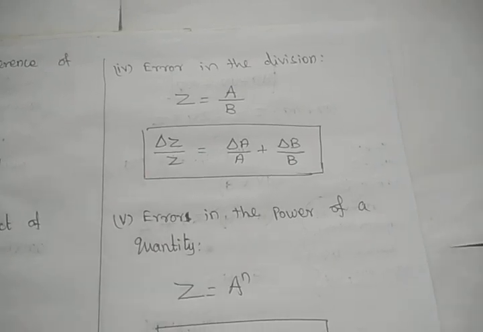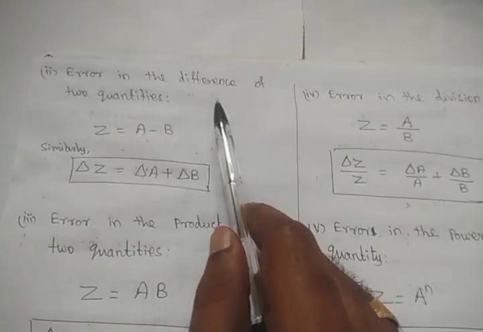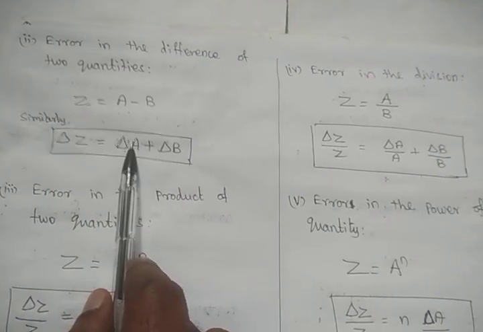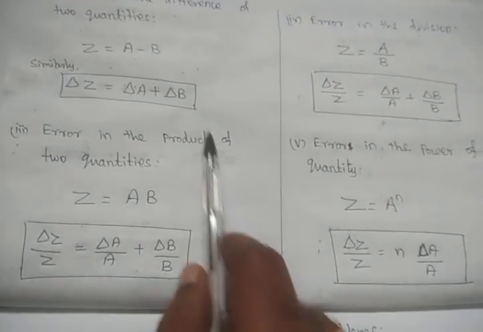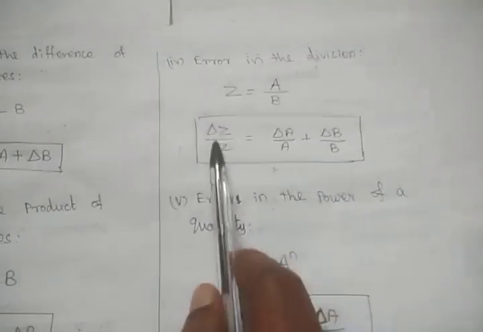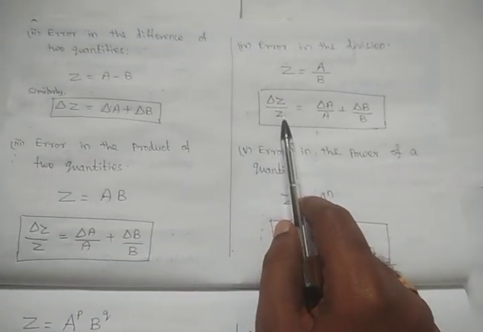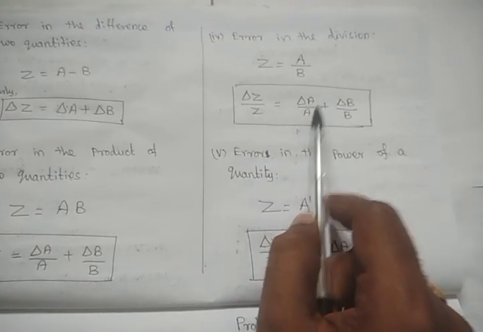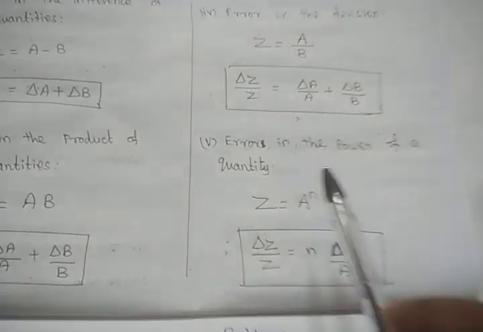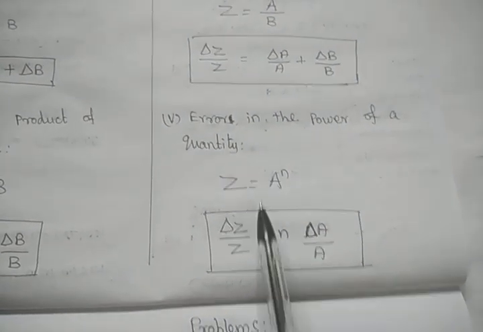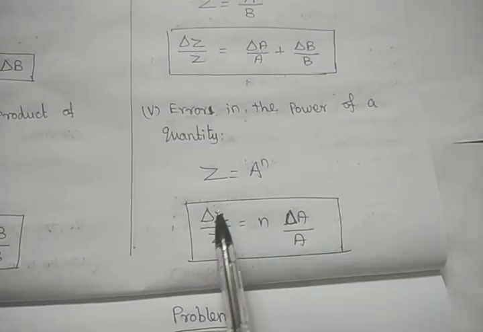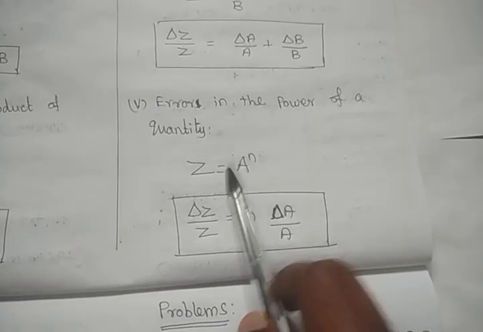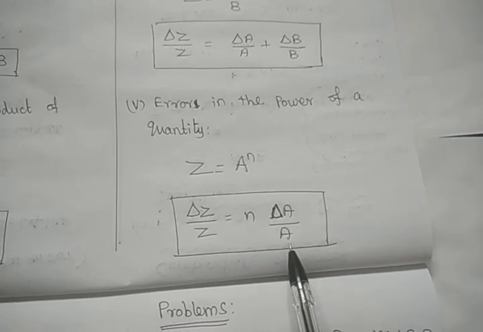So what do we come to the conclusion? Very simple, sir. For addition, summing and difference, the delta Z equation is the same: delta Z is equal to delta A plus delta B. For multiplication as well as division, the formulas are the same: delta Z by Z is equal to delta A by A plus delta B by B. What is the error in the powers of the quantity? Z is equal to A power n means delta Z by Z is equal to n into delta A by A, the power comes as a product.